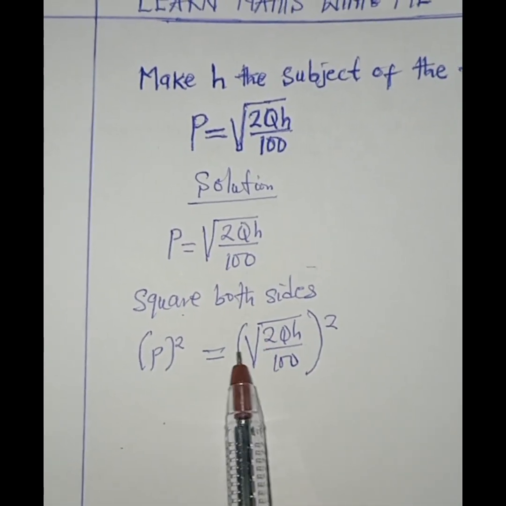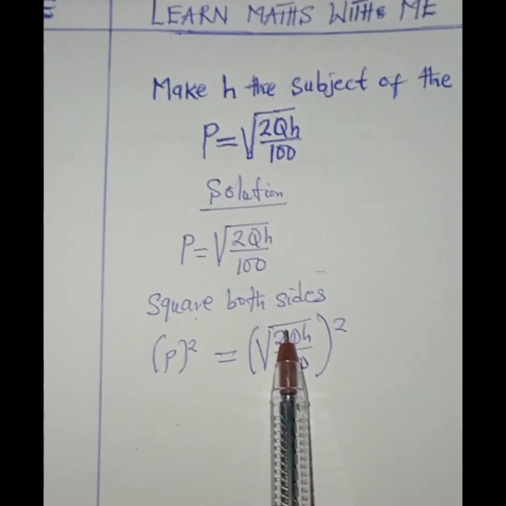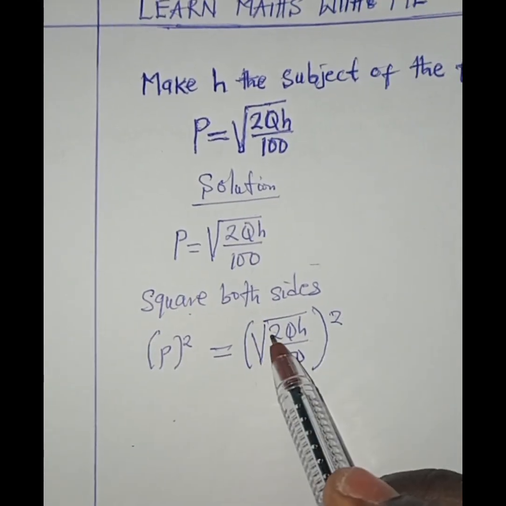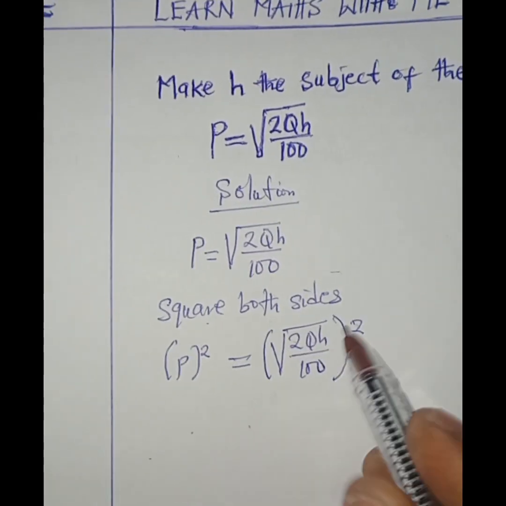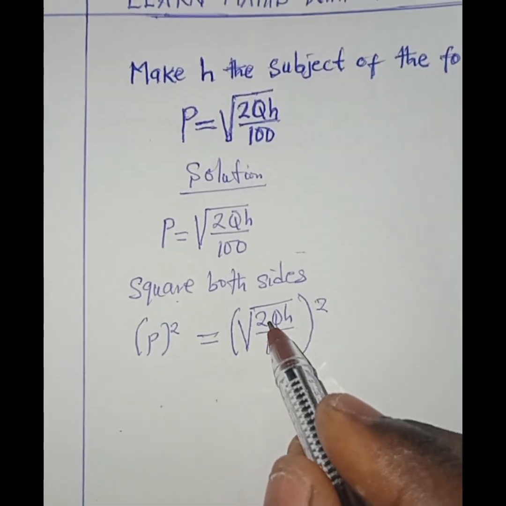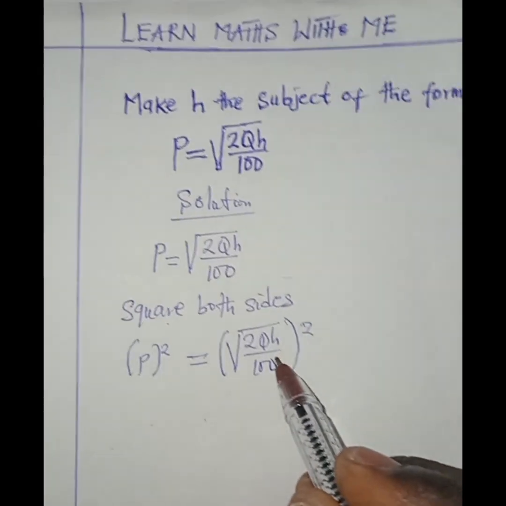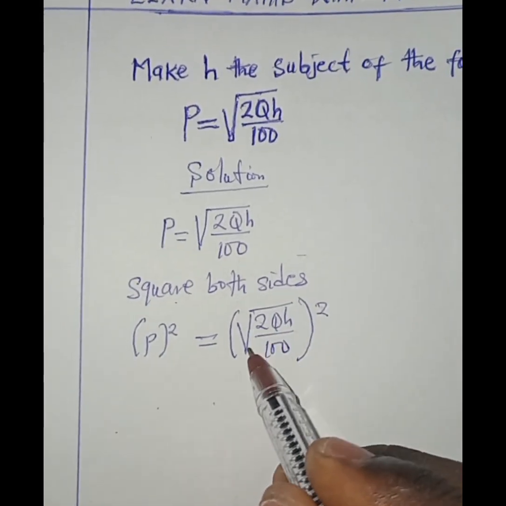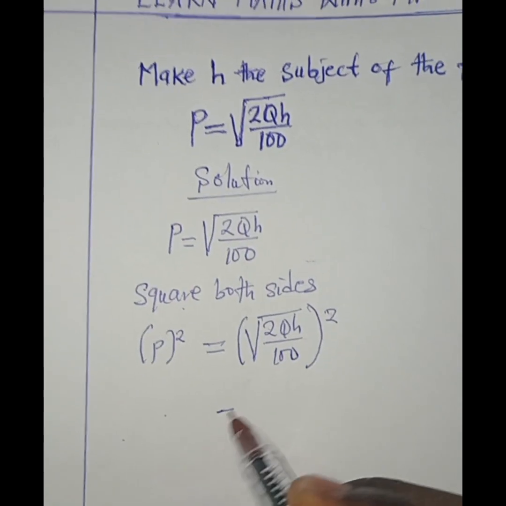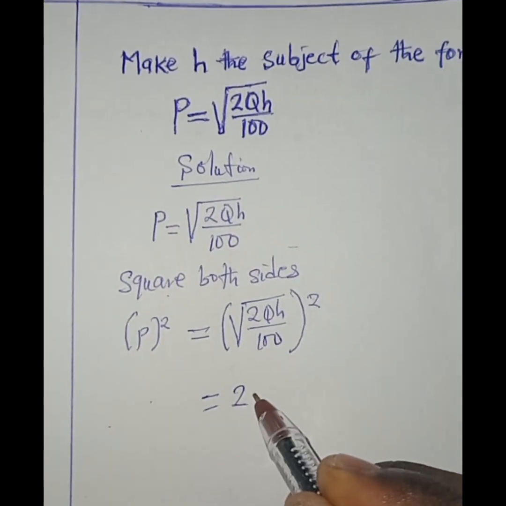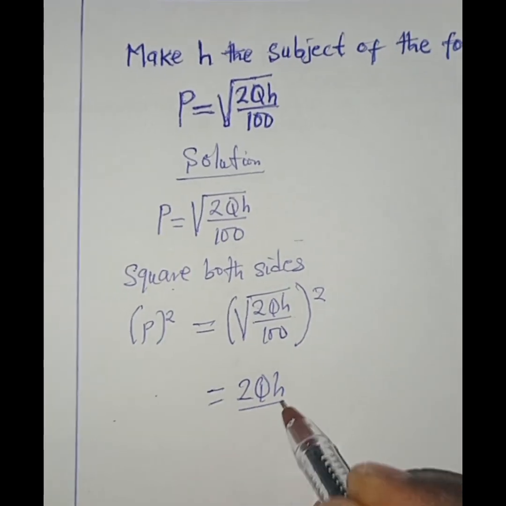Square can cancel what? Square root. Are you getting it now? Now, if this square cancels the square root, the square will no longer have effect on the elements inside the square root. So they will now stand on their own, which is now 2qh all over 100.